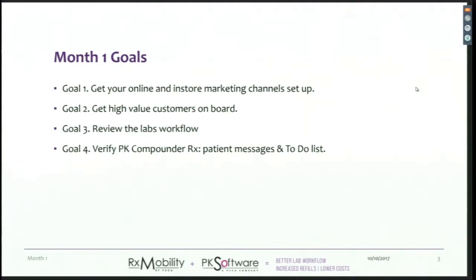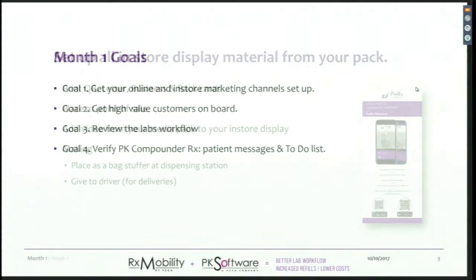And here's the goal for the first month. Get your online and in-store marketing channels set up. That's the first thing to do. Get high-value customers on board. Review your lab's workflow and verify that PK Compound RX is okay, things are arriving into your to-do list, and patient messaging is operational. So that's the first goal. It's a slow ramp, if you like, into marketing the app or marketing the business, and it's about getting things working, making sure you get things set up and getting a flow in your business.